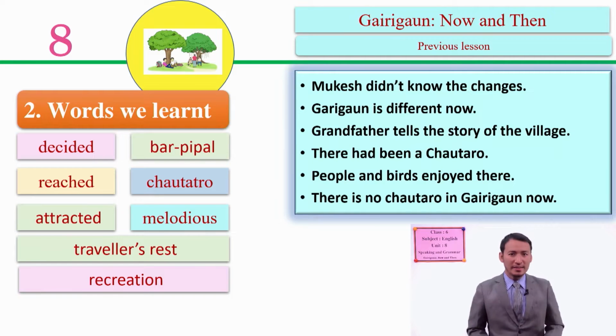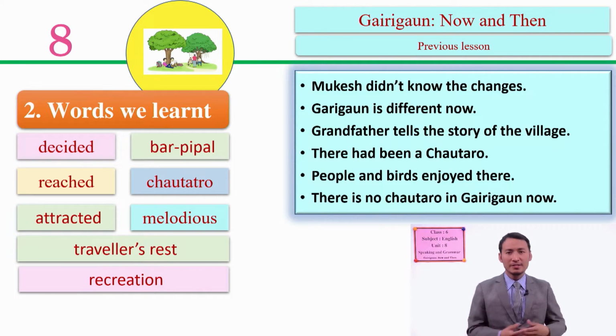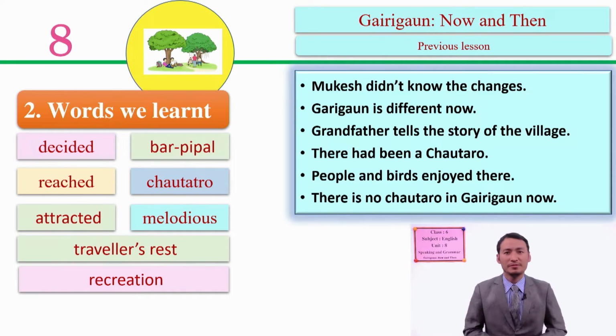Yes, there are vehicles. There is a pitched road or concrete road in the village instead of the rough or natural road. Right, students? So these are the things that we have learned in our previous lesson from the reading text, Gairigaun Now and Then. If you haven't read that text, you can go and read it again.